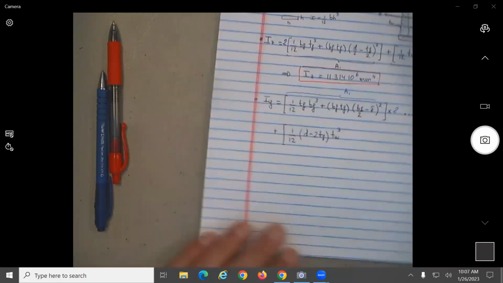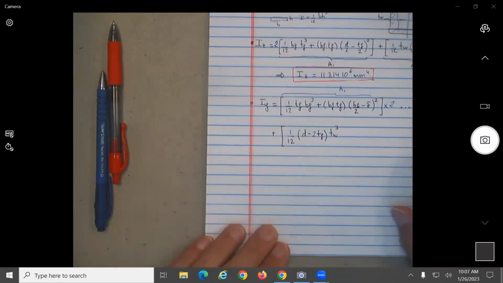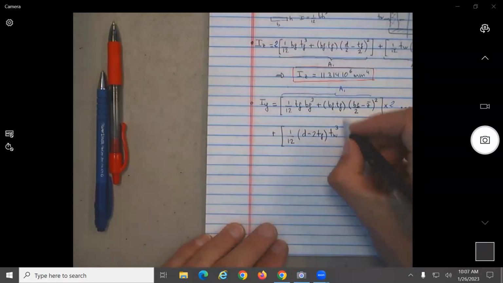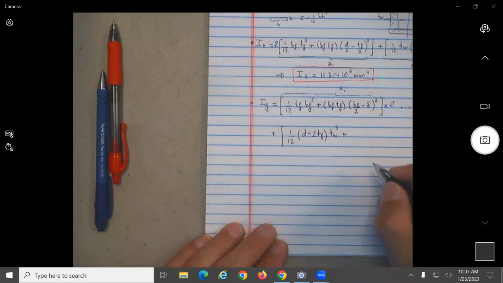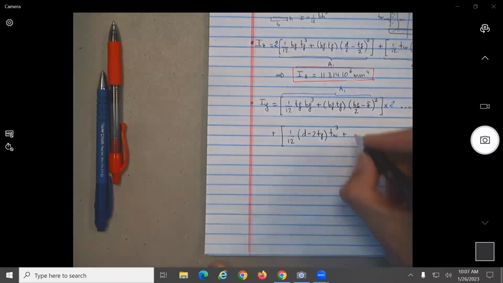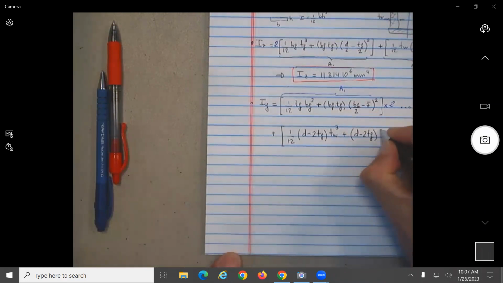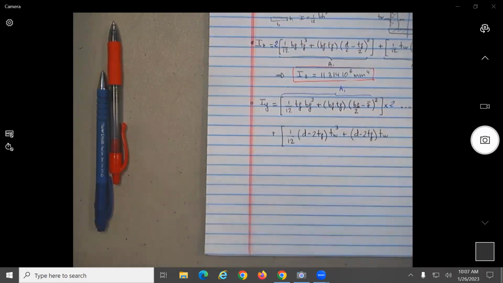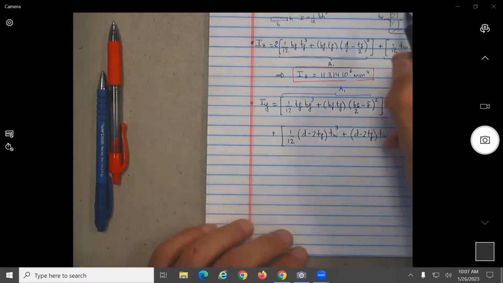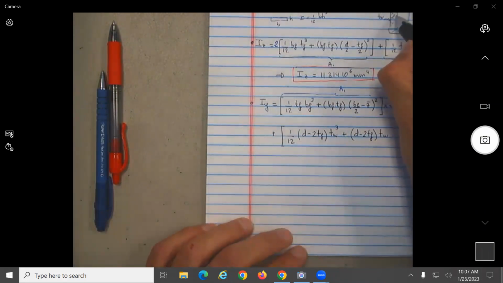Okay. So do you need to use the parallel axis theorem? Yes, because this one is about this axis in the middle. We need to move it to the y-axis. So what is the area of that one? It's a bit more complicated. The area will be D minus 2T F times T W. That's the area. And what will be that distance from the middle of this element to the y-axis? What will be that distance over here?